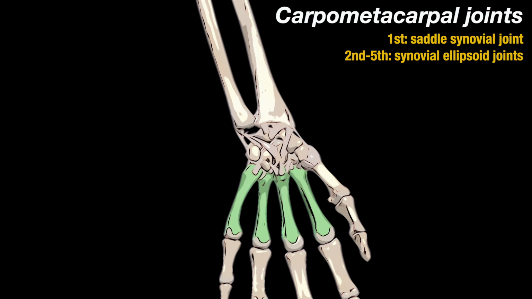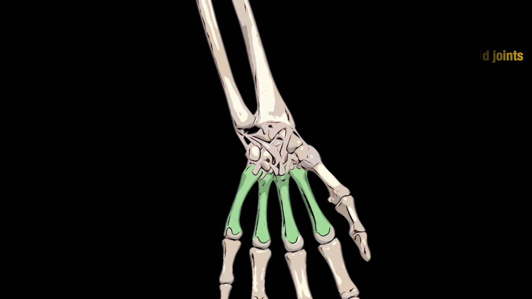The second to fifth carpo-metacarpal joints are synovial ellipsoid joints, formed by the articulations between the bases of the second to fifth metacarpals and the distal row of carpals. These joints allow slight gliding produced by the long flexor and extensor muscles of the digits. The carpo-metacarpal joints are stabilized by dorsal and palmar carpo-metacarpal ligaments.